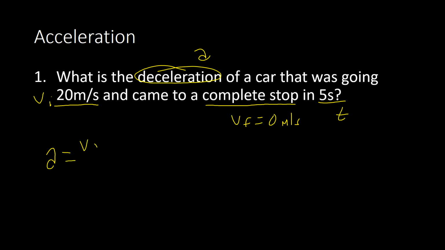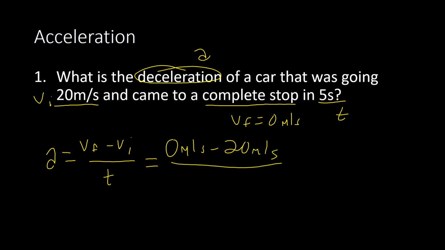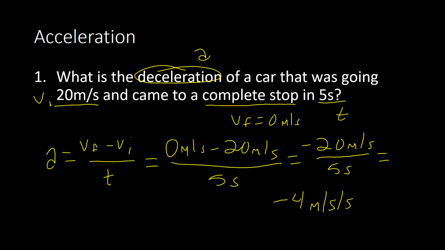a equals Vf minus Vi over t. Then I'm going to plug my numbers in: 0 meters per second minus 20 meters per second over 5 seconds. I'm just going to simplify this. You don't have to include this step, but it makes things a little easier to plug into the calculator this way. So then we have negative 20 meters per second divided by 5 seconds gives me an acceleration of negative 4 meters per second squared. And then I'm just going to circle my answer to see that I'm done. All right, so that's our first example, solving for acceleration. Now let's look at another example.